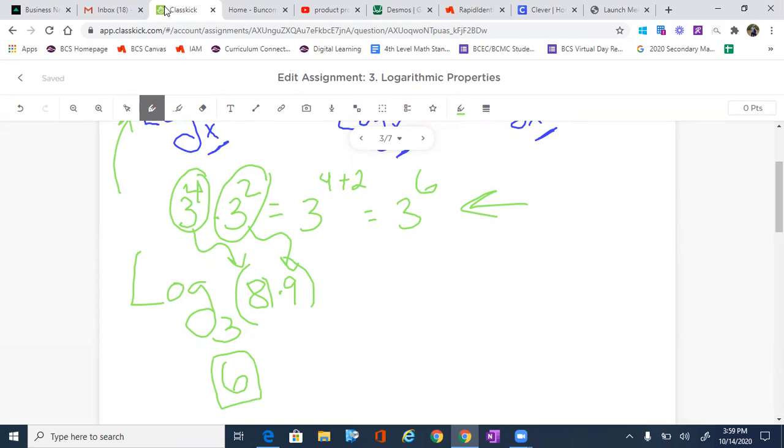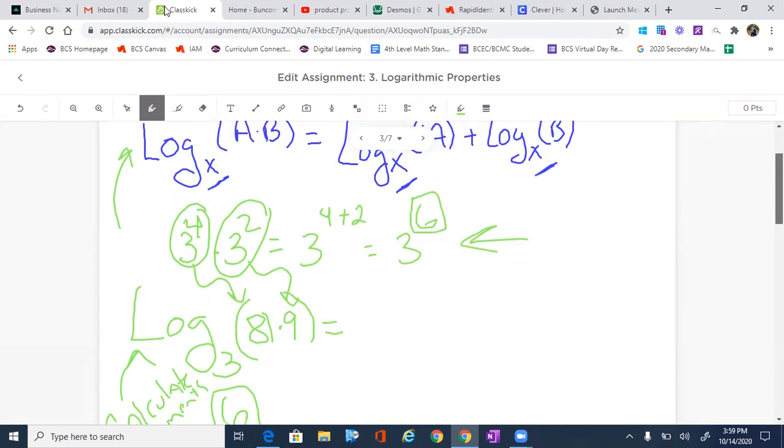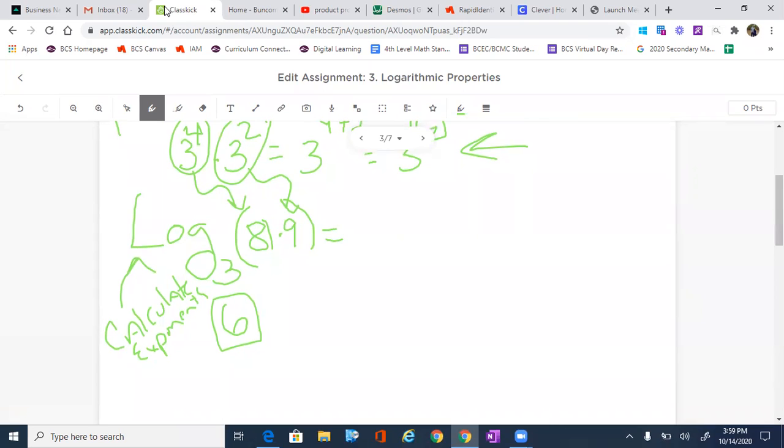Notice that this 6 and this 6 line up, because what do logarithms do? They give us exponents. Remember, logarithms calculate exponents, okay? So that's all we're doing in this statement with the product property, which says take the two values and separate them and add two logs together with the same base. So let's do that. I'm going to write log base 3 of 81 plus log base 3 of 9.